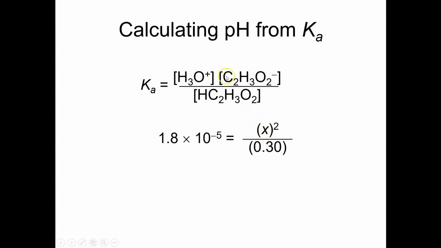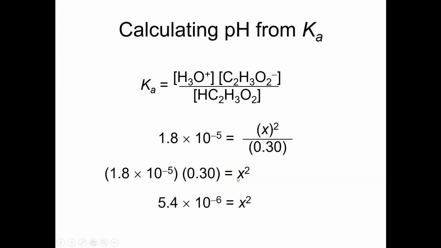which is X squared. And we gave the value of the initial concentration of acetic acid as being 0.3. I can now multiply both sides by 0.3. So 1.8 times 10 to the minus 5th times 0.3 is equal to X squared. Therefore, 5.4 times 10 to the minus 6 is equal to X squared, and therefore X is equal to 2.3 times 10 to the minus 3rd. That is both my hydronium concentration at equilibrium and my acetate concentration at equilibrium.